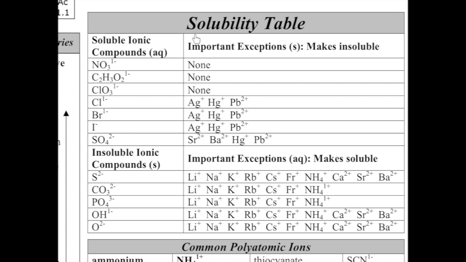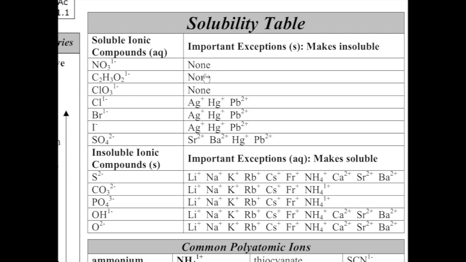Now if you take a look at the solubility table, we have a list of soluble ionic compounds listed by anion. So in other words, if the anion ends as an NO3, C2H3O2, ClO3, etc., then these are all soluble. So we've got nitrate, acetate, chlorate, chloride, bromide, iodide, and sulfate. These are all soluble ionic substances.